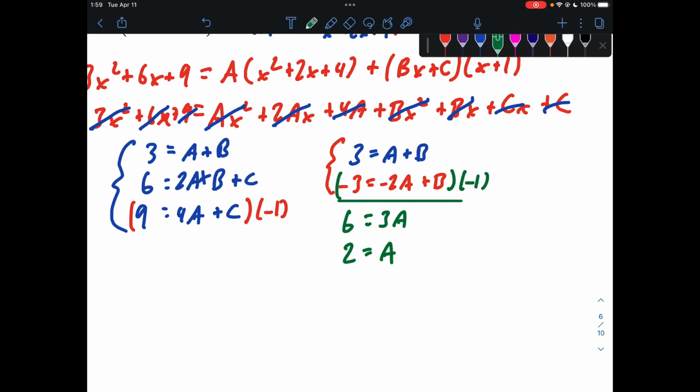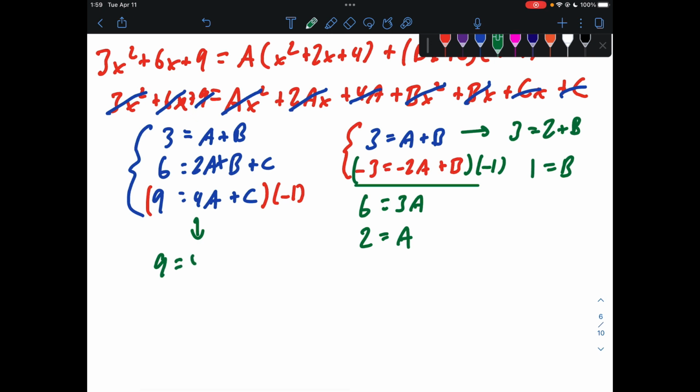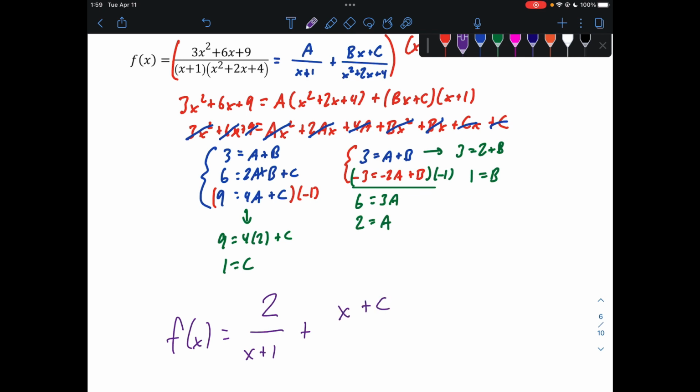Put that back into maybe this equation here, 3 equals 2 plus b, b is 1. And let's go back to this equation here. Oops. 9 equals 4 times a plus c, c is also 1. So now I can write my final answer out here. F of x equals 2 over x plus 1, plus 1x plus 1 over x squared plus 2x plus 4.